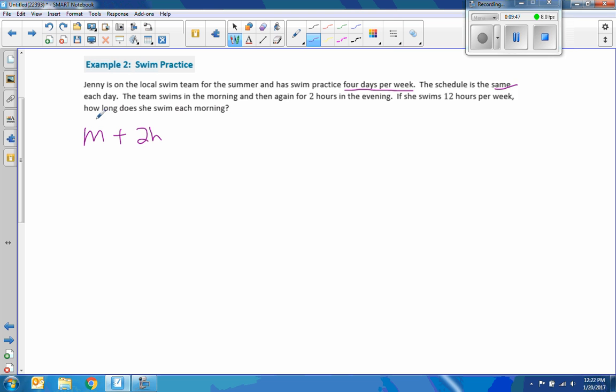We don't know how much she swims in the morning, but we do know she swims 2 hours in the evening. And they told us she swam 12 hours in the whole week. How long does she swim each morning? So in order to set up this as an equation, let's let x equal the number of hours of morning swim, in hours.